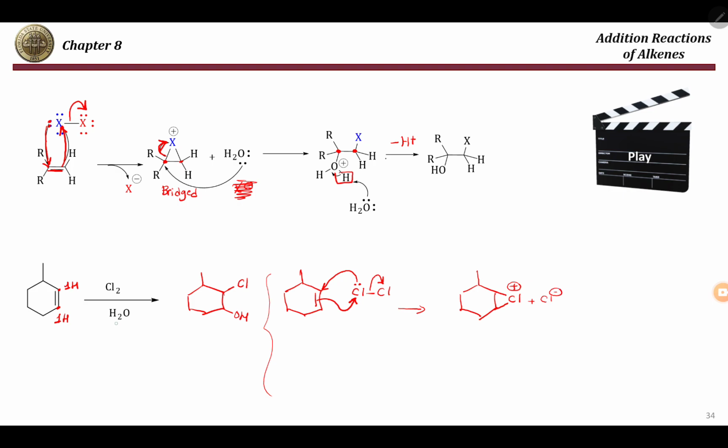The next step: our nucleophile is H2O, so H2O can attack either this carbon here or this carbon here because both are equivalent. That's why my H2O will attack this carbon here, and this bond opens up. Once we're done, then we have Cl on this carbon here, and then we have OH2 plus. Again, you can just put minus H plus to get rid of the extra hydrogen.